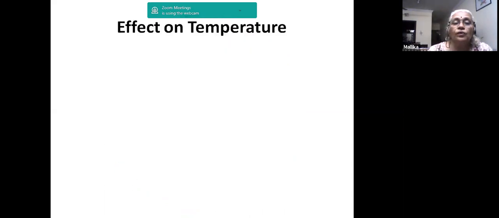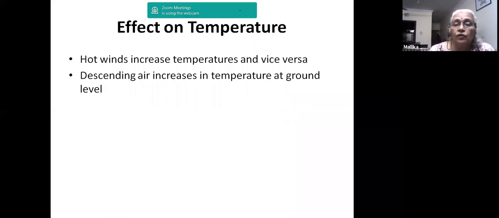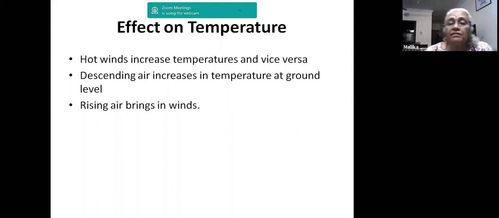So, effect on temperature: hot winds will increase temperatures and vice versa. Cold winds will decrease. Descending air increases in temperature at ground level. Rising air brings in winds, which will definitely decrease the temperature. And with that, I am done.